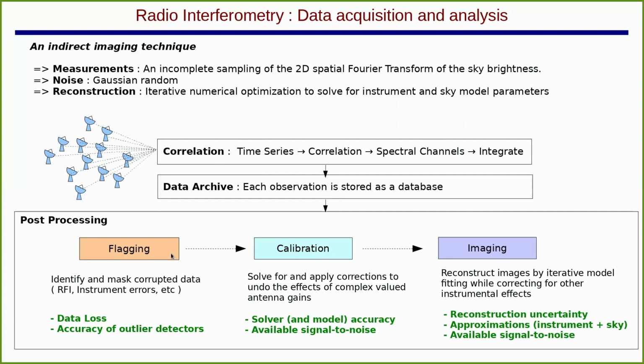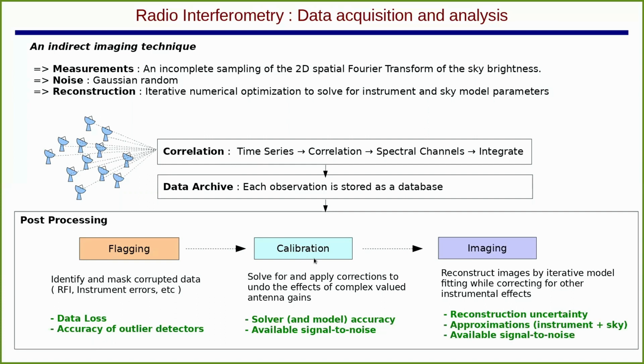And there are three main steps of post-processing. The first is what we call flagging, which is essentially just identifying and masking out corrupted data. So there are a couple of ways in which flagging affects the error budget. The first, of course, is data loss. Since you are identifying and throwing away some data, the amount of data you discard is going to affect the best possible outcome from that data set and the theoretical noise limits and such. Flagging also involves outlier detection algorithms, and so you now have to contend with the accuracy of those algorithms.